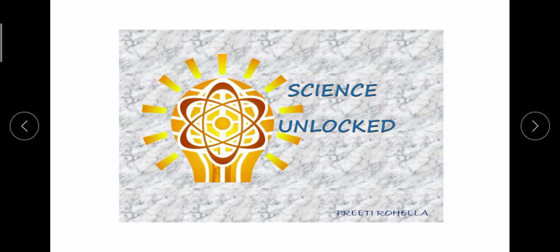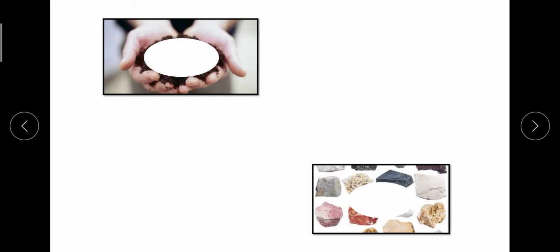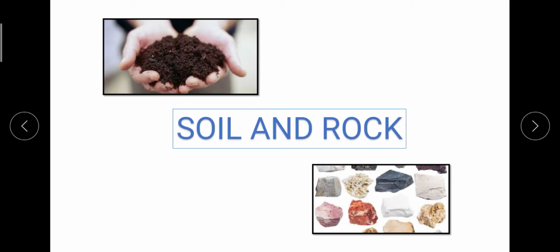Today we are going to look into a new topic that is based on the concept of soil and rock. Out of these two topics, we are going to first look into the concept of soil. And what exactly is the soil which we are referring to? It is basically the uppermost layer of the earth, the topmost layer of the earth, and this particular layer is considered the best natural resource that we have.